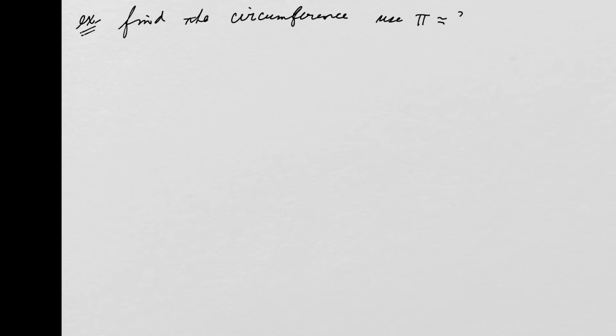Okay, here's another example. Let's say I want to find the circumference again. And now I want to use pi is approximately equal to 22/7. So I want to use that fraction approximation now. And let's say this is my circle.